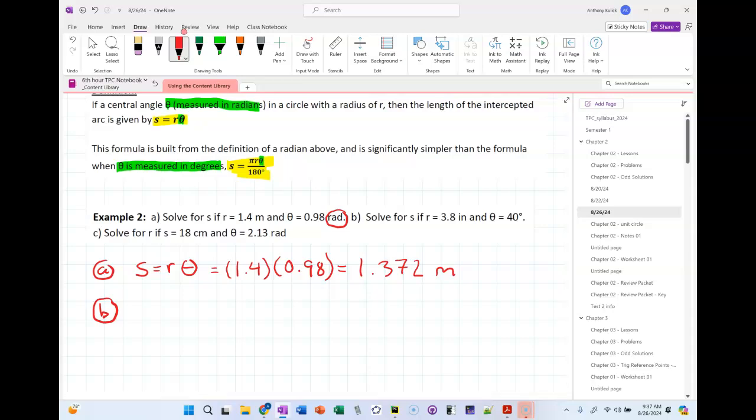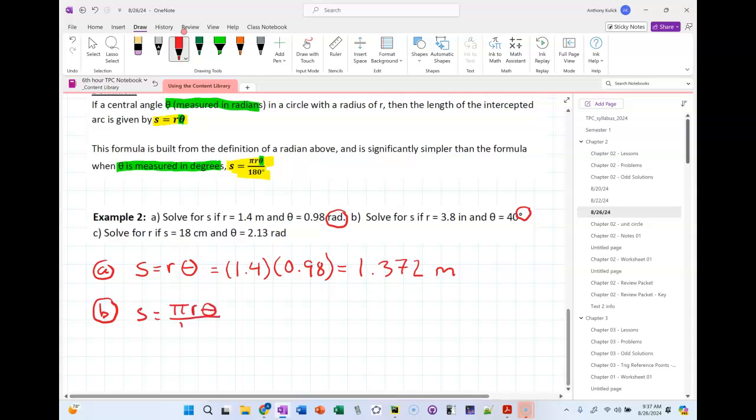Okay. Let's do B. It says solve for S if R is 3.8 and theta is 40 degrees. I noticed that the theta is in degrees this time. So I'm going to use my other formula. Everybody's okay with how I selected that? And then we just plug in our values.